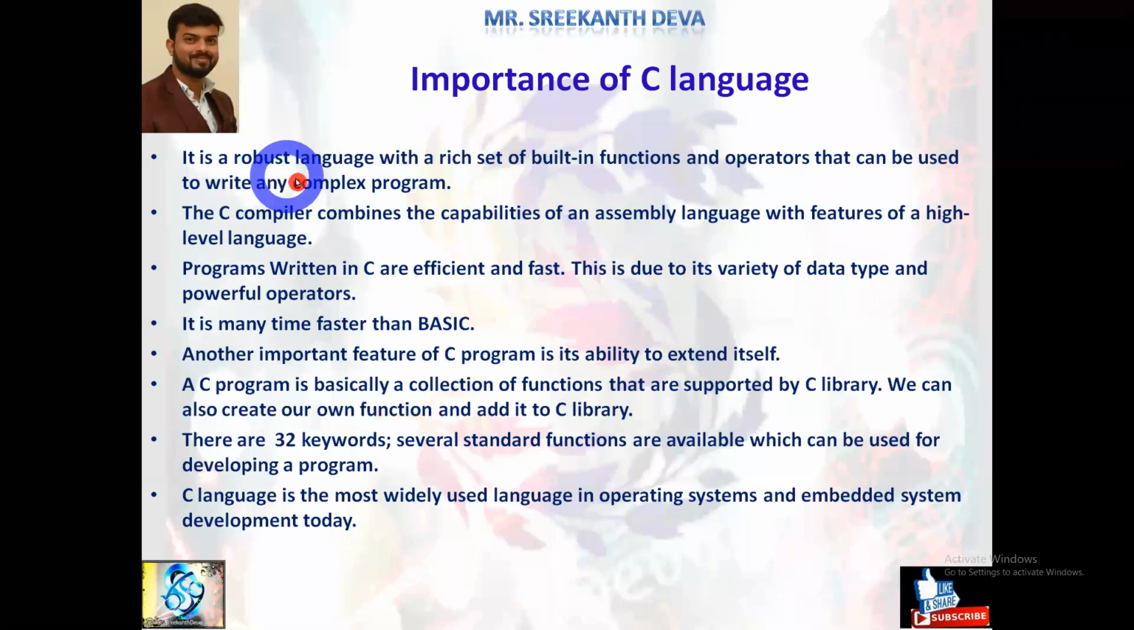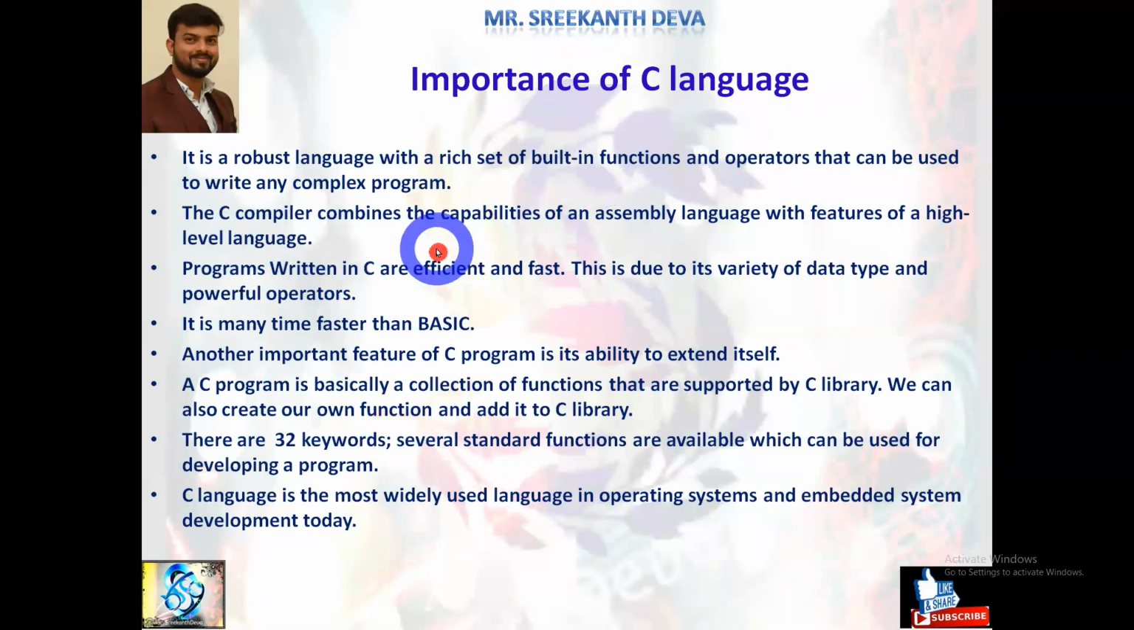C is a robust language with a rich set of built-in functions and operators that can be used to write any complex program. So, I just explained functions, right? We can also develop user-defined functions, but C provides built-in functions embedded in header files, like stdio.h, which consists of all standard input output functionalities. math.h consists of all mathematical functionalities. conio.h consists of console input output header file functionalities. Several built-in functions are embedded in header files with the extension .h.